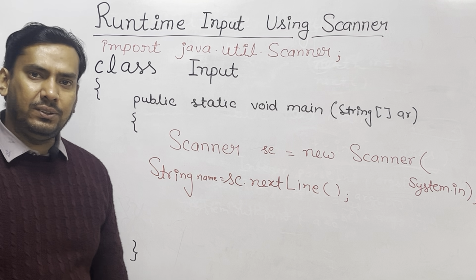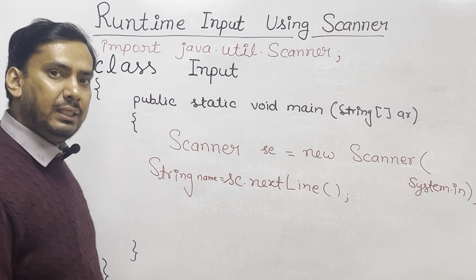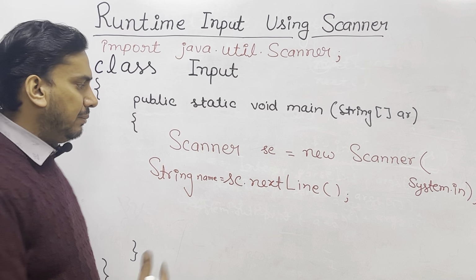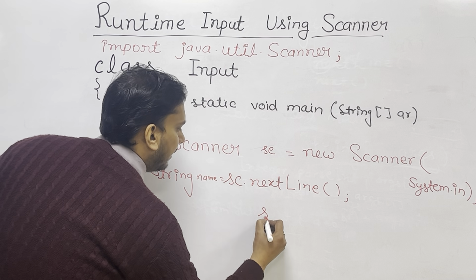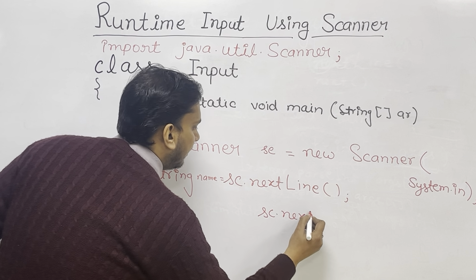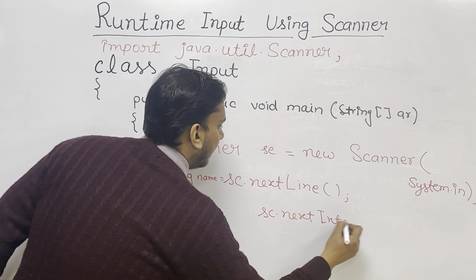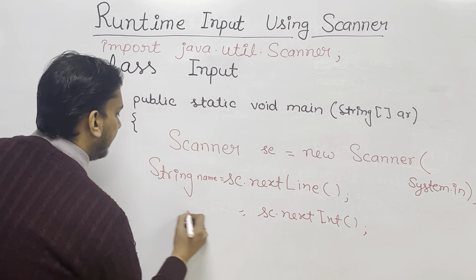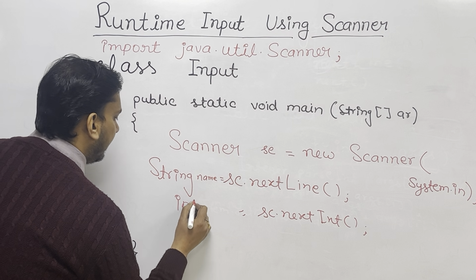Now, next we want to read a roll number. So, roll number is int. I will be reading it using sc dot nextInt, and this is an int type, so I will store it in an int type variable.